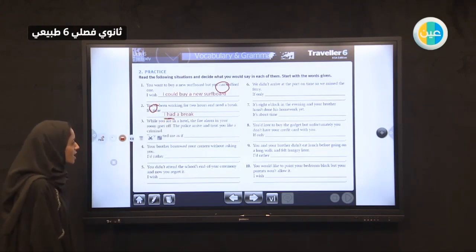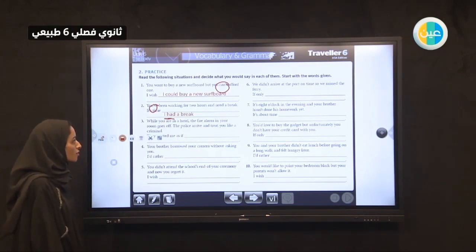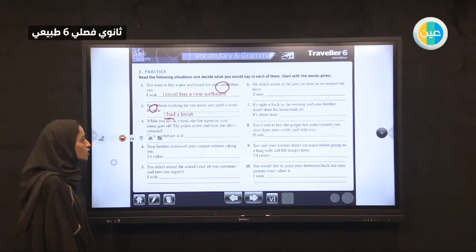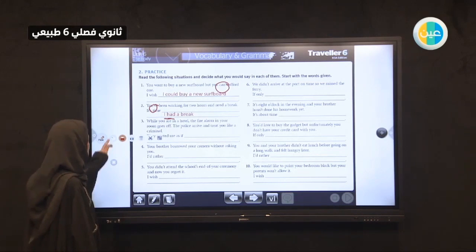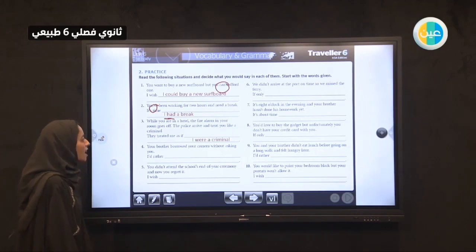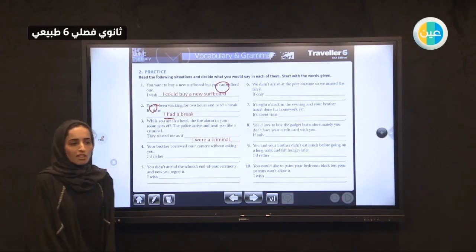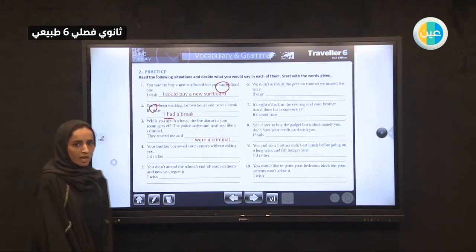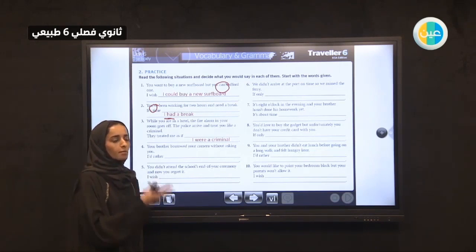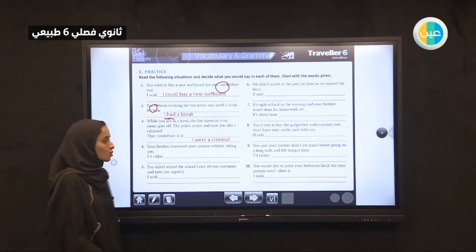While you are in a hotel, the fire alarm in your room goes off. The police arrive and treat you like a criminal, and you are not so happy about it. Okay, so you would say here that they treated me as if I were a criminal. And by the way, we always use were, I were, she were, because it is something that is not real, so never use was, always use were.